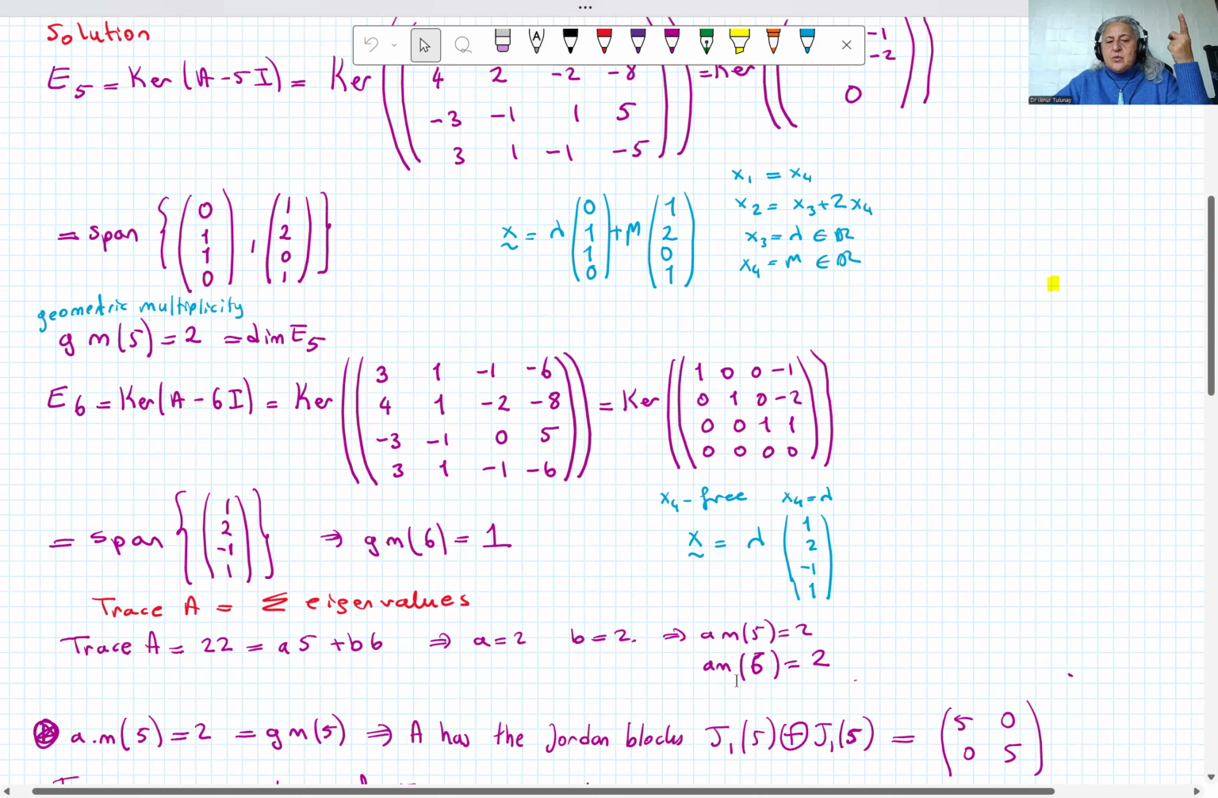That will be 10 here. Then it will be 12. And what is the multiple of 12? What is the multiple of 6 that will give you 12? B has to be 2, right? So algebraically, you will find algebraic multiplicity is 6 by using the fact that the trace of the matrix is equal to the sum of all eigenvalues.